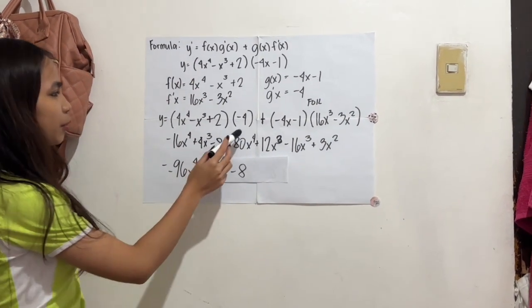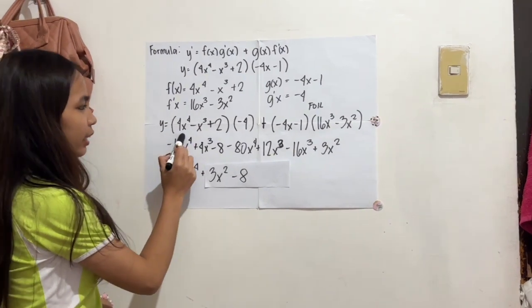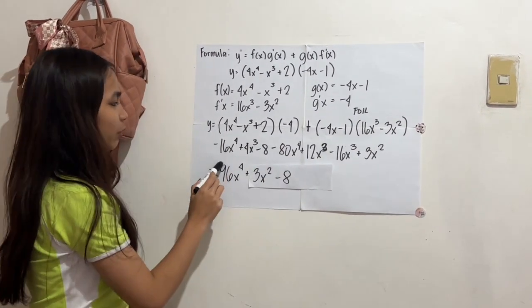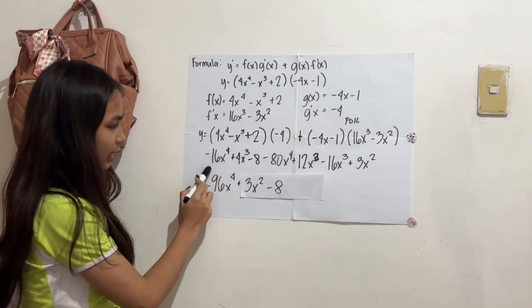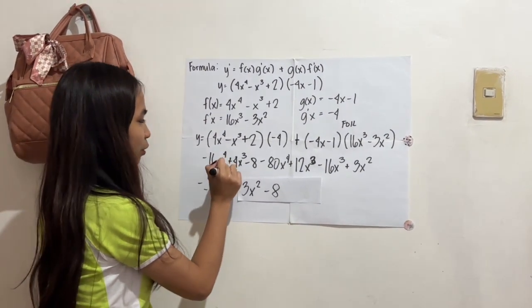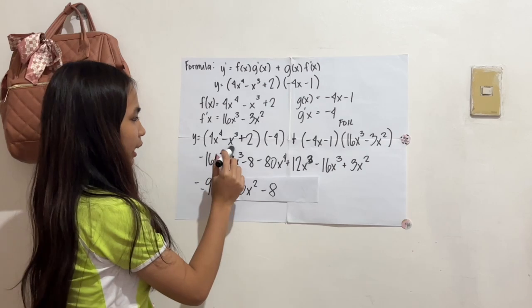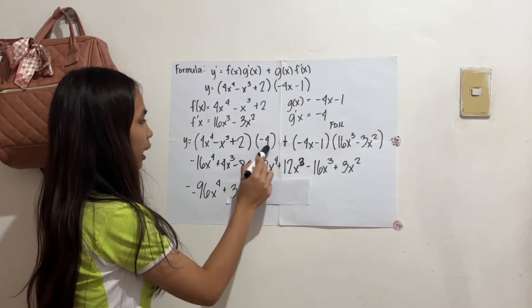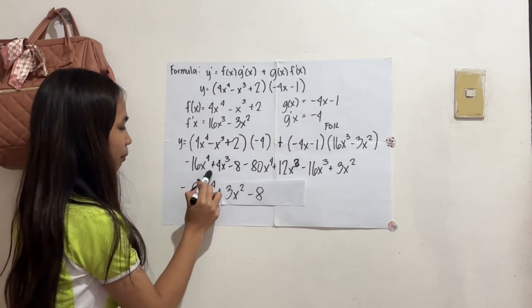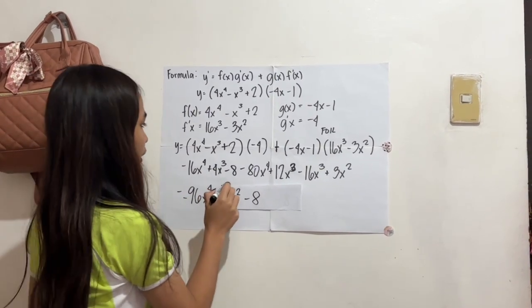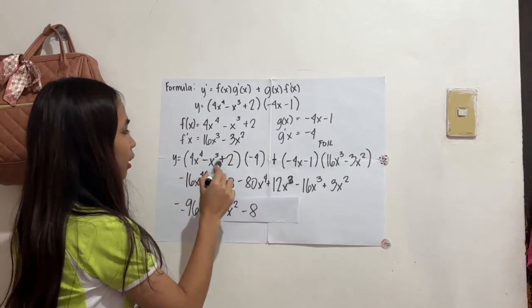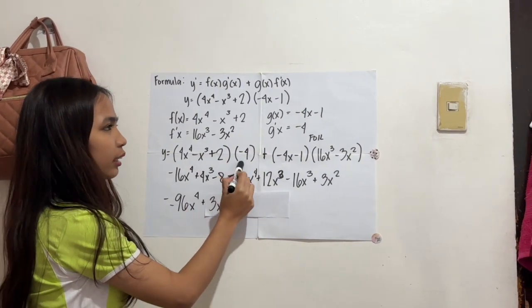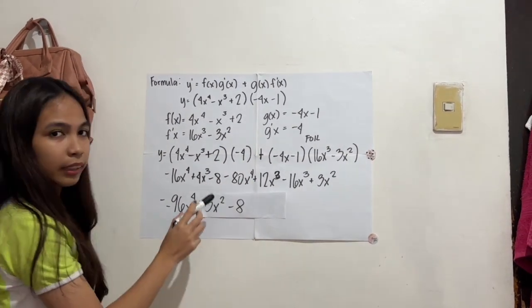And i-multiply lang natin. 4x raised to 4 multiplied by negative 4 is equals to negative 16x raised to 4, and then negative x cubed times negative 4. Wala silang negative, kaya magiging positive 4x raised to 3. And plus itong positive 2 and yung negative 4, magiging negative 8.